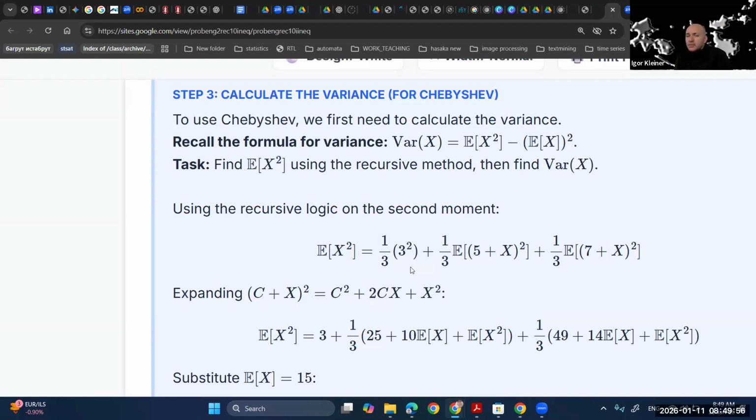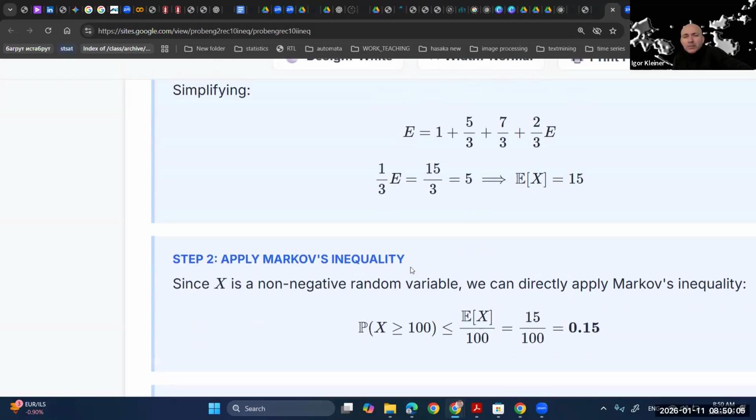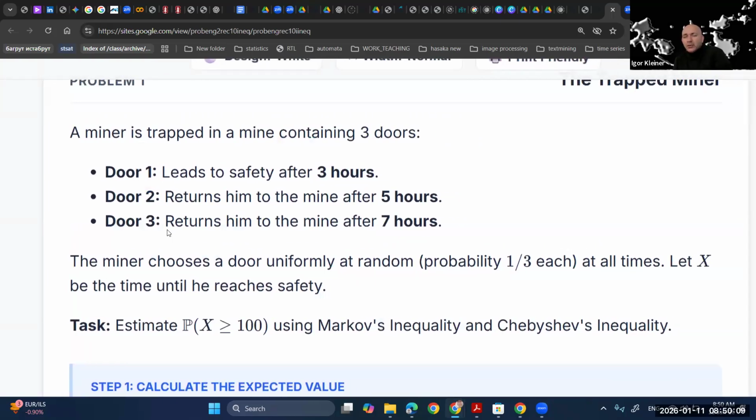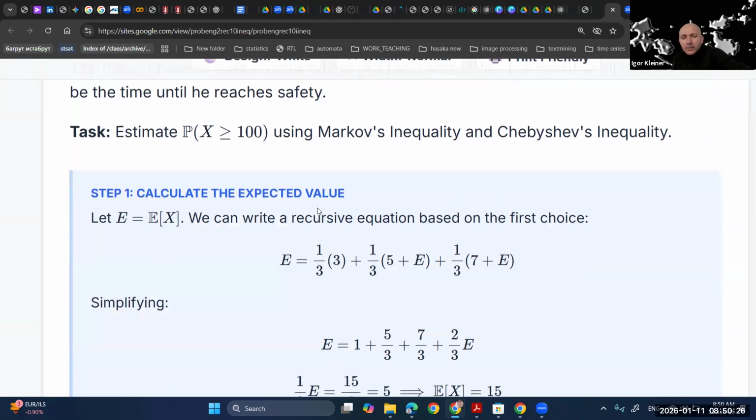Why do we have 1/3 for each? Good question. The miner chooses a door uniformly at random, probability 1 divided by 3 for each door. It's given in the question. With the same probability, he chooses any of these 3 doors. So it's given. Good question.